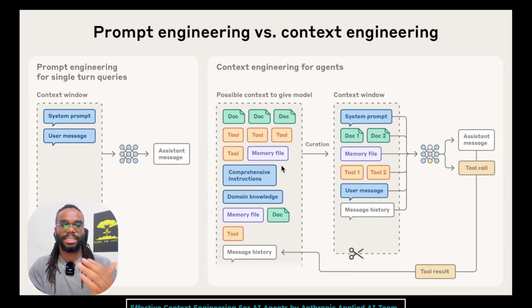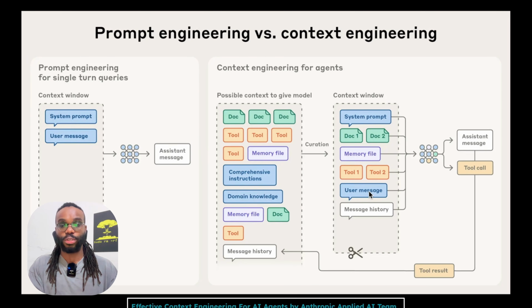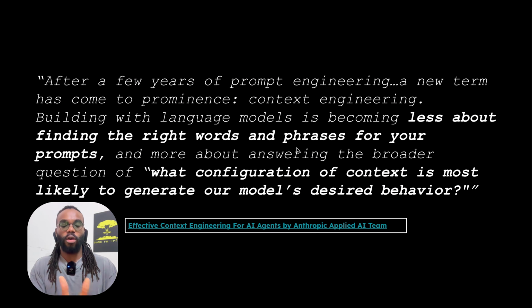You can see here that with context engineering, you're putting more information into the context window of the LLM itself. You're putting in the system prompt, a user message, a bunch of documents, a memory file, and message history, so that this LLM will be able to provide a more relevant output related to the user message. Anthropic defined what context engineering is best, in my opinion. They've captured this movement or evolution from the engineering we're doing within agents. It's less about finding the right words for your prompts, and more about figuring out what configuration of context is likely to generate our model's desired behavior.